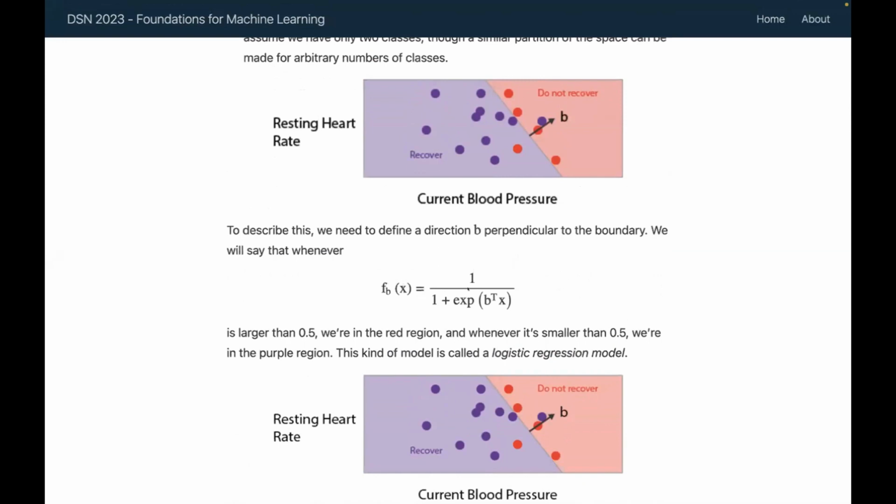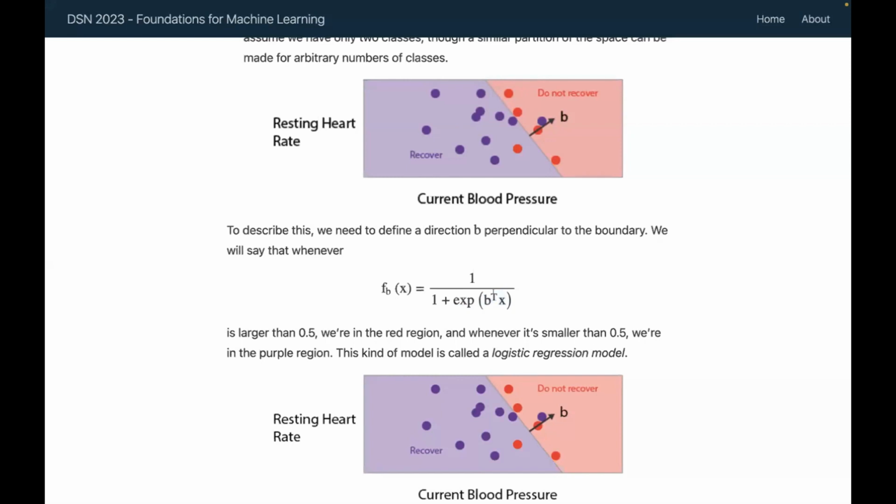So this value is always between 0 and 1, right? So whenever it's smaller than half, you'll say it's the recover class. And whenever it's larger than half, you can say it's in the do not recover class. So whether you're closer to 0 or 1 can tell you which of the two classes you're in. And notice that this denominator gets larger and larger the more in line x is with b. So if this exponent gets very, very large, then this denominator gets really large, and this function gets close to 0. So the more aligned this is with the direction b, the closer this function is to 0.